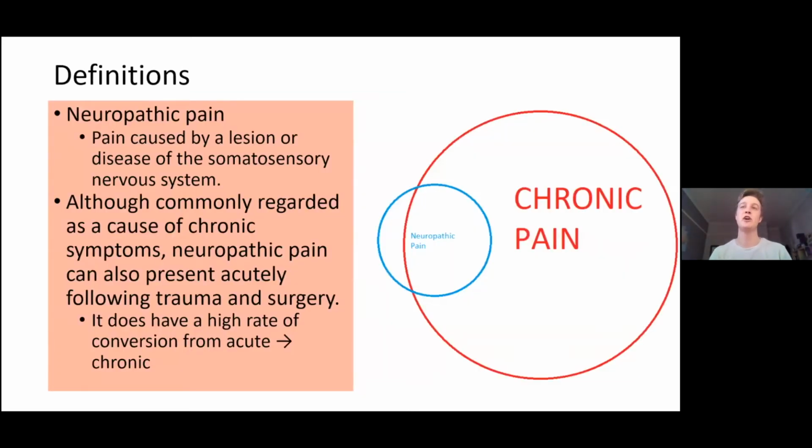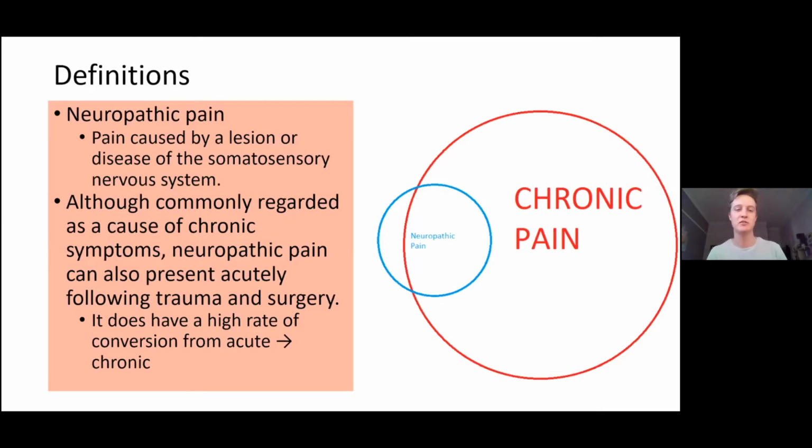This is the Venn diagram of chronic pain and neuropathic pain, because I think a lot of people just lump these together in their mind as being really synonymous and being much more interrelated than they are. So neuropathic pain is caused by a lesion or disease of the somatosensory nervous system. And it is really commonly associated with chronic pain, and some of the clinical features tend to overlap with many chronic pain features. But not all neuropathic pain is chronic pain.